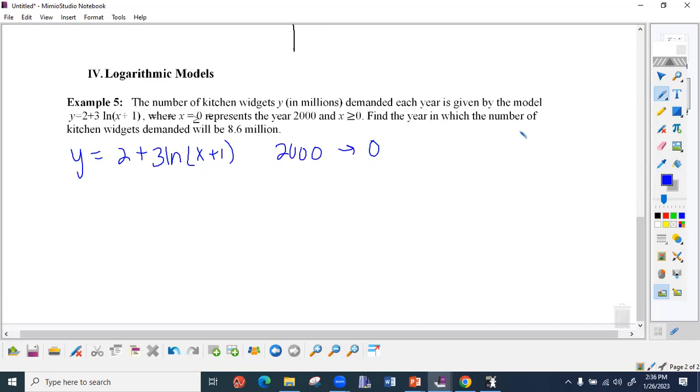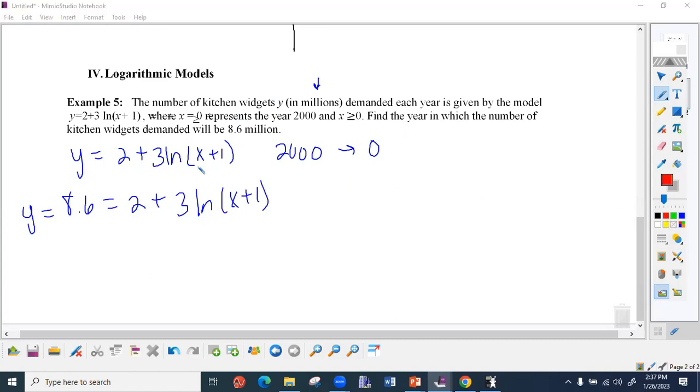So it says find the year in which the number of kitchen gadgets demand will be 8.6 million. So it's looking for 8.6 millions. And again, this is already in millions, so you're not writing in 8,600,000. So we are trying to figure out how long would it take. And again, x represents the years after. So therefore, the 8.6, that's our y. So if y equals 8.6, we have 2 plus 3 natural log of x plus 1.